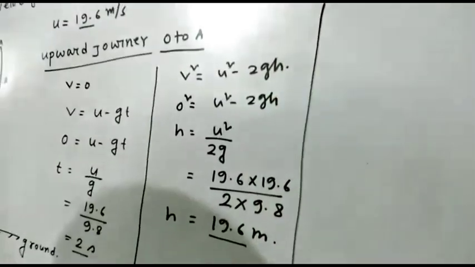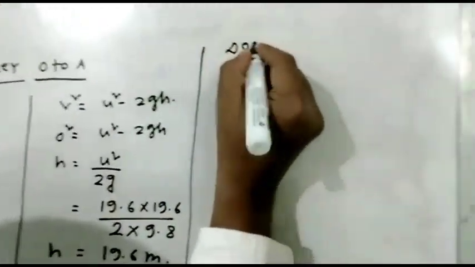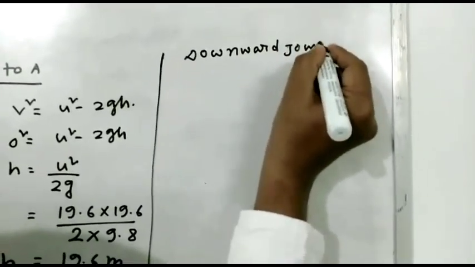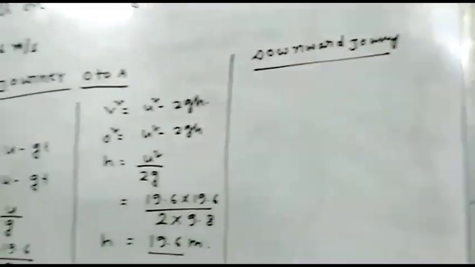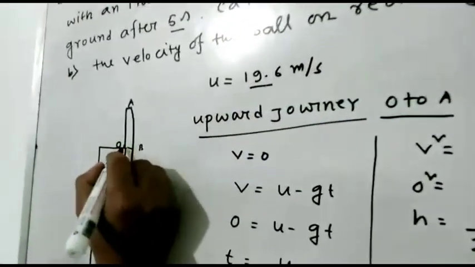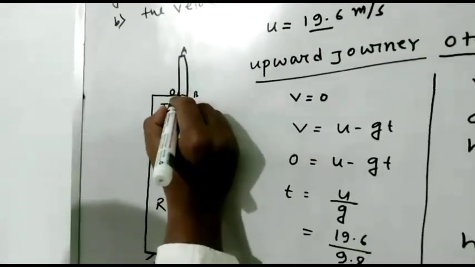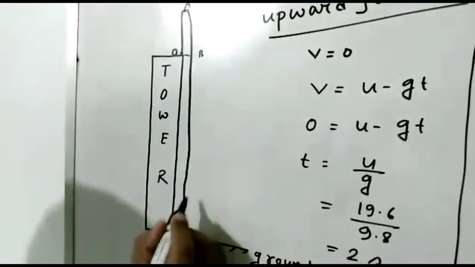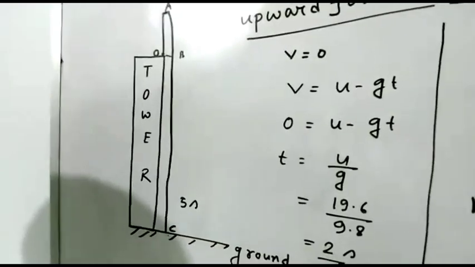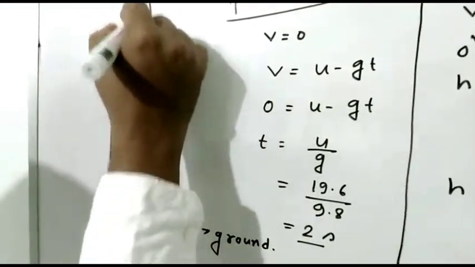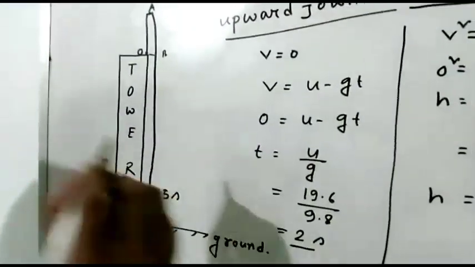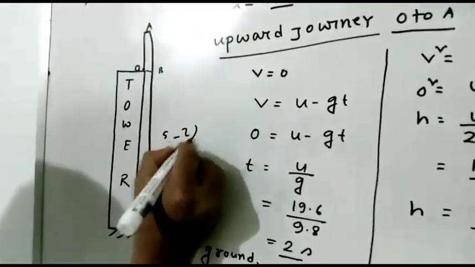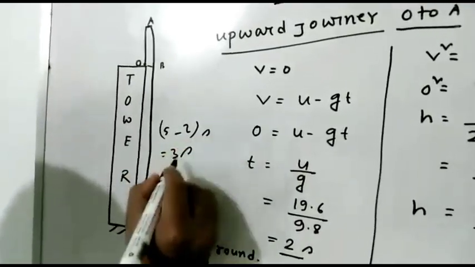Now next one is the downward journey. In the downward journey case, one thing, students: it is given in this numerical that when you project the ball from the point O and it reaches the point C, the time taken for its entire journey is 5 seconds. Now you found the time from O to the point A, that is 2 seconds. So the remaining time, 5 minus 2, that is equal to 3 seconds, is equal to what?